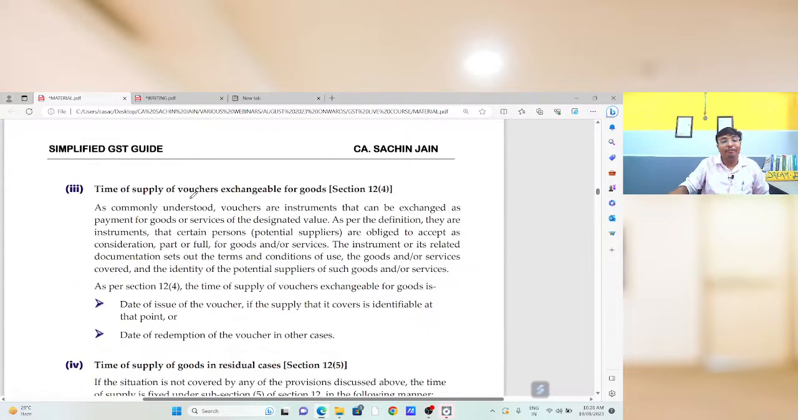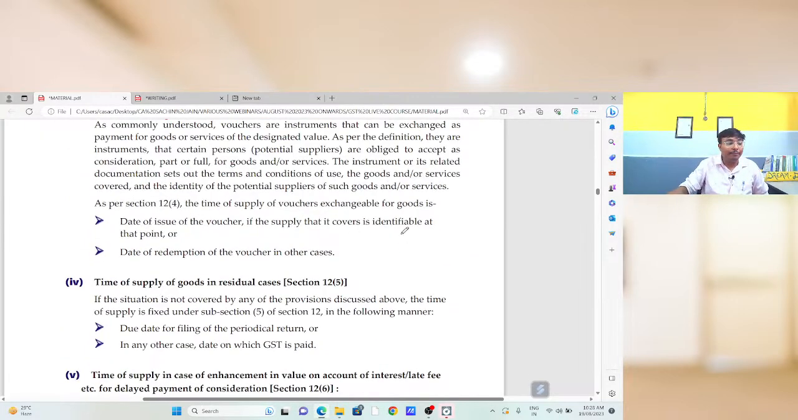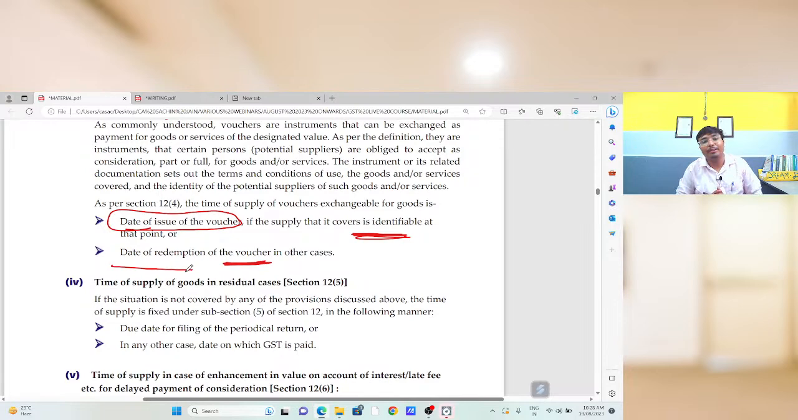Now, in case of a voucher, if the voucher is identifiable, the date of issue of the voucher will be treated as the time of supply. And if the voucher is not identifiable, the date of redemption of that particular voucher will be treated as the time of supply.